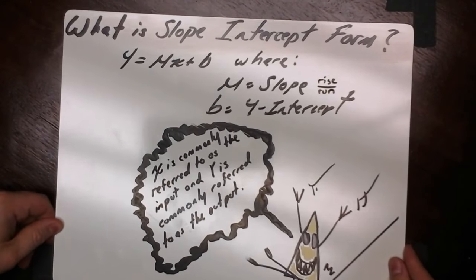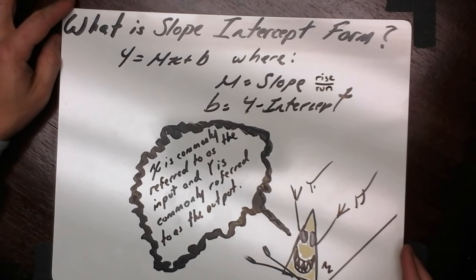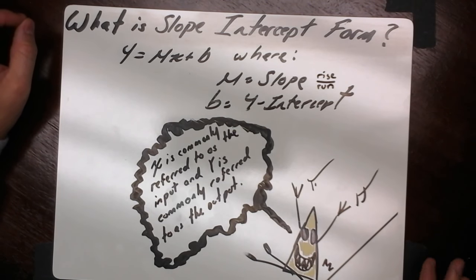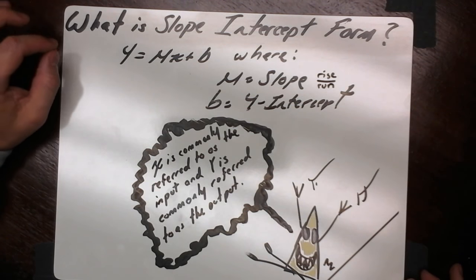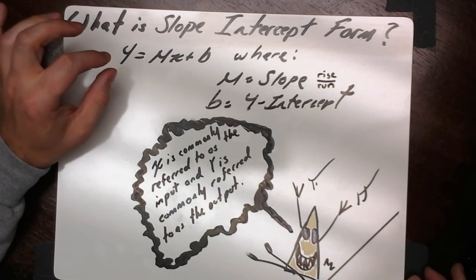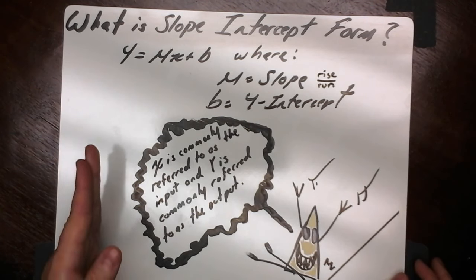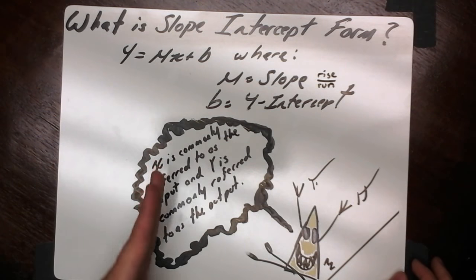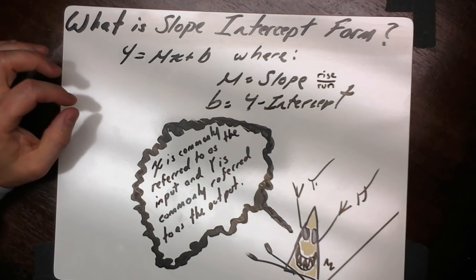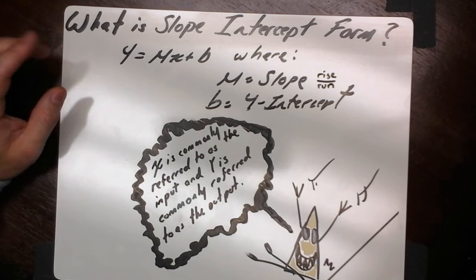Next. What is slope-intercept form? y equals mx plus b is slope-intercept form. It is not the only form of a line, but y equals mx plus b is known to be easier to graph. In this case, m is the slope of the line and b is the y-intercept. Rise over run refers to the slope. Typically you hear it written that way because it's in the form of a fraction and we're moving vertically, then horizontally. x is commonly referred to as the input and y is commonly referred to as the output. We'll talk about that as well.